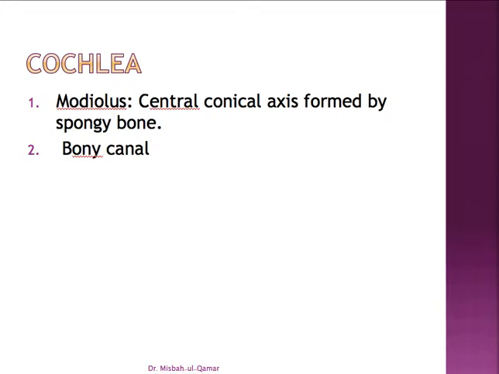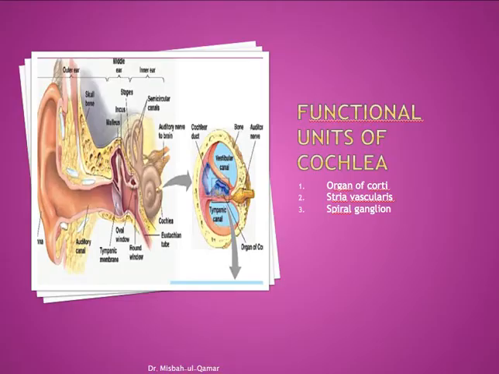So this is the structure of the cochlea. So we move on to the functional units of the cochlea, which are organ of Corti, stria vascularis, and spiral ganglion. The details of which I will tell you one by one.